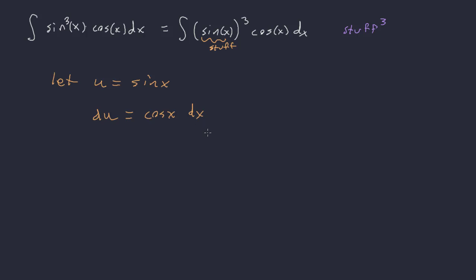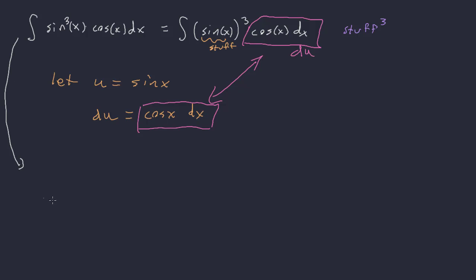We don't have to do much work here for a transformation, because we have just the cosine x dx lining up exactly. So this thing right here will be our du, and we'll have u cubed when it's all said and done. So we'll make our transformation from x into u to get down to the integral of essentially u raised to the 3rd du.